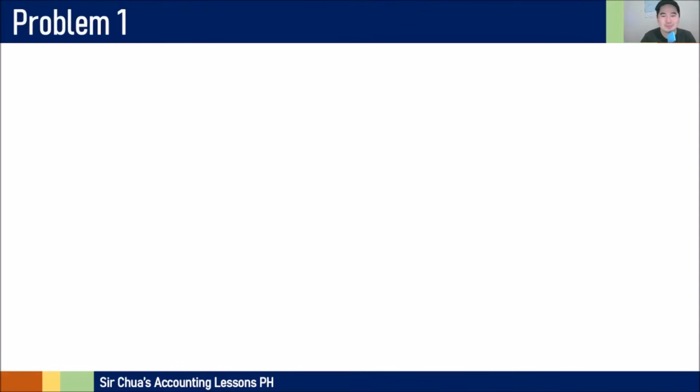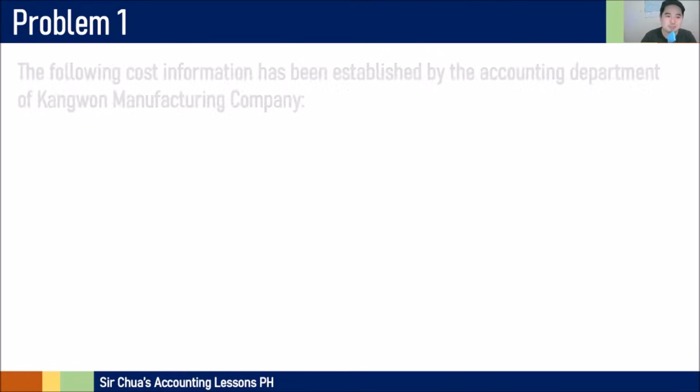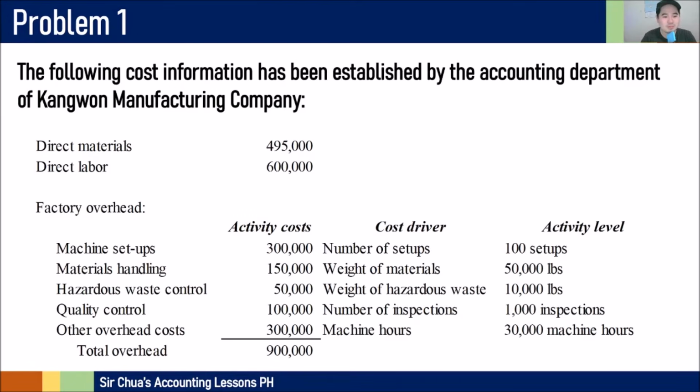Okay, so this is problem number 1, and we will be solving a problem about activity-based costing and yung mga information na makukuha natin, paano siya makakatulong sa managers. Okay? The following cost information has been established by the accounting department of Kangwon Manufacturing Company. So, the direct materials incurred for the whole production process is 495,000, and then direct labor is 600,000.